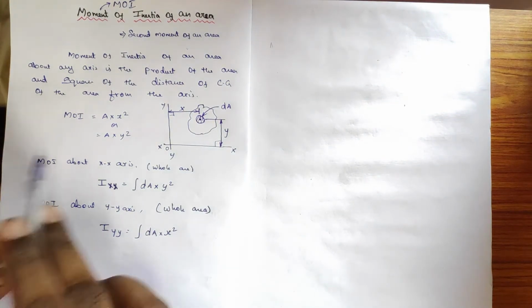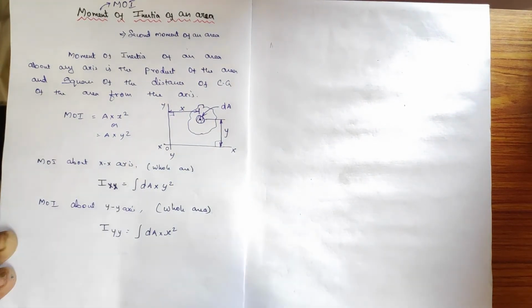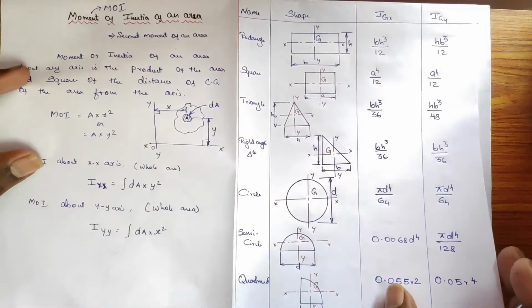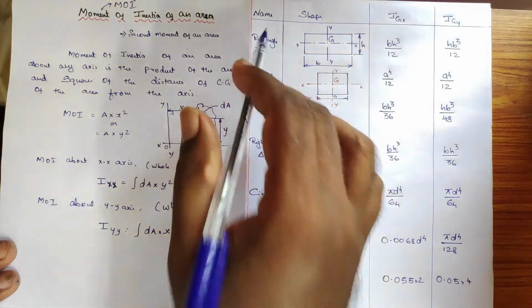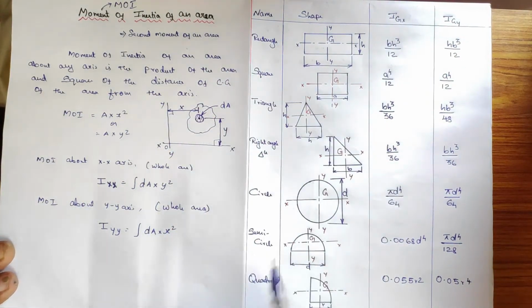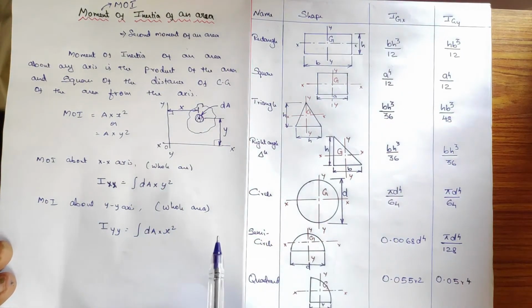It's a product of area and square of distance. Now we have a lot of simpler geometric shapes when you get into the area. So I have formulas to identify rectangle, square, triangle, right angle triangle, circle, semicircle and quadrant. I have displayed them here.